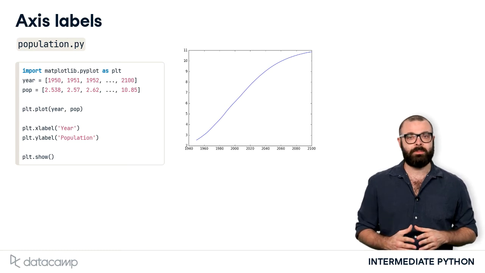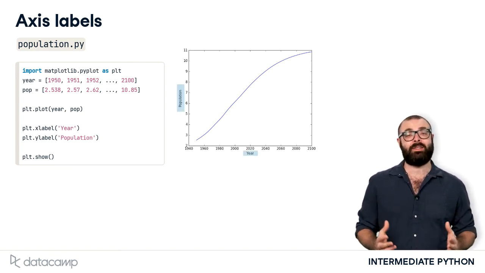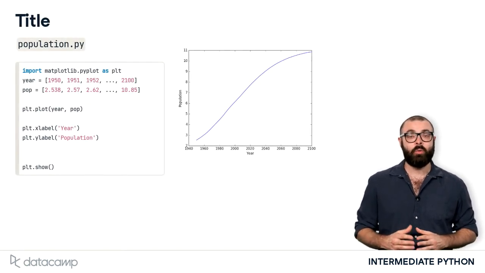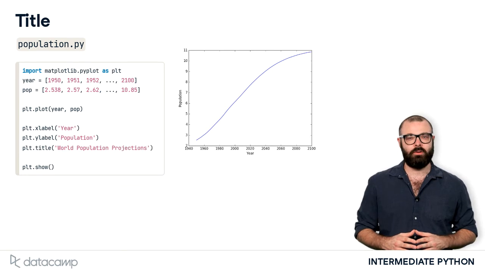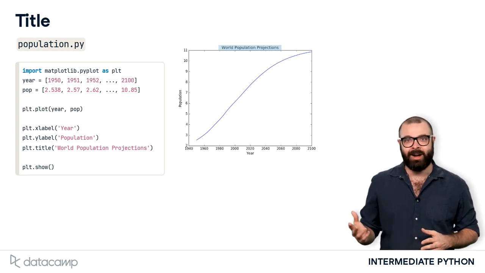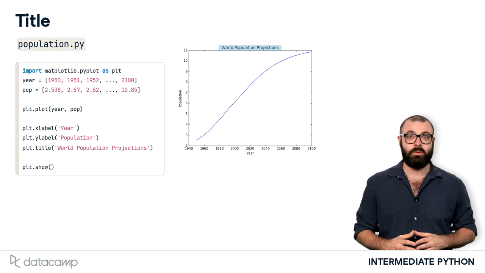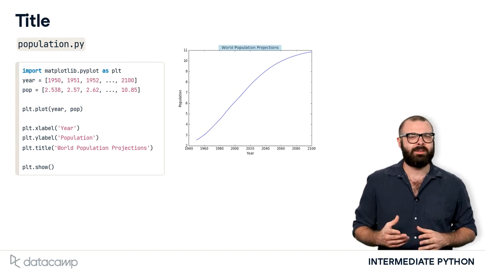If we run this script again, this time the axes are annotated. Fantastic! We're also going to add a title to our plot with the title function. We pass the actual title, World Population Projections, as an argument. And there's the title. So using xlabel, ylabel, and title, we can give the reader more information about the data on the plot. Now they can at least tell what the plot is about.